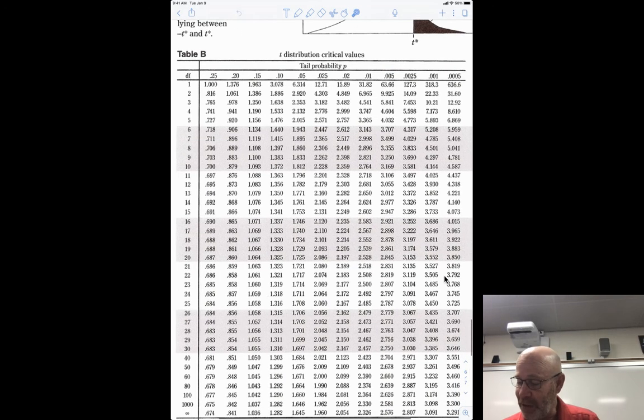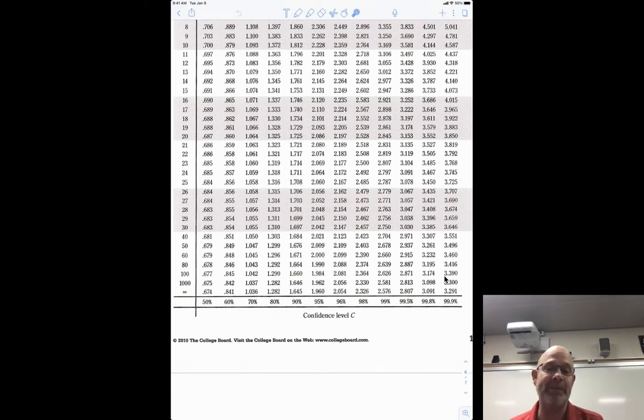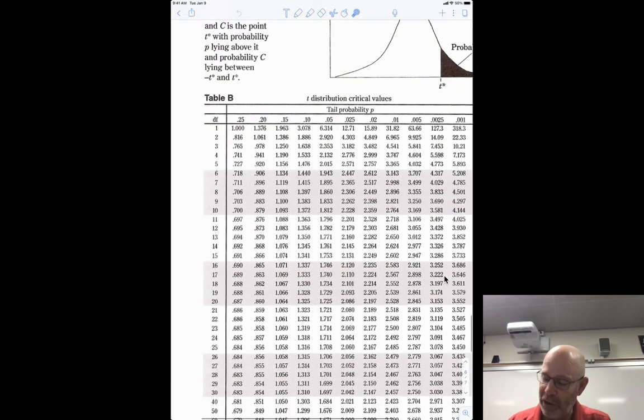And by the way, if you look down at the bottom, let's say we take that 2.5% tail probability, which is our 95% number, and we scroll down to the bottom, 95%, here are your confidence levels. Notice the 1.96 when we get to infinity. It's getting closer and closer to 1.96. So these are what are called degrees of freedom. I'll tell you what that means in just a second. Degrees of freedom are related to your sample size.